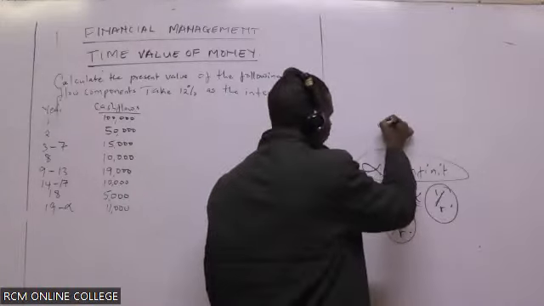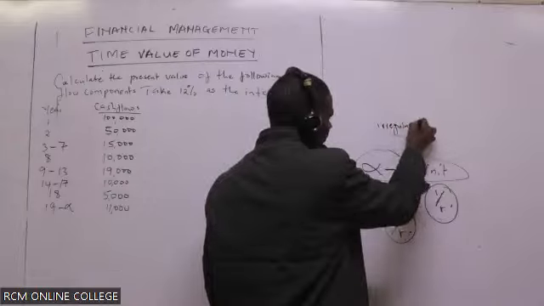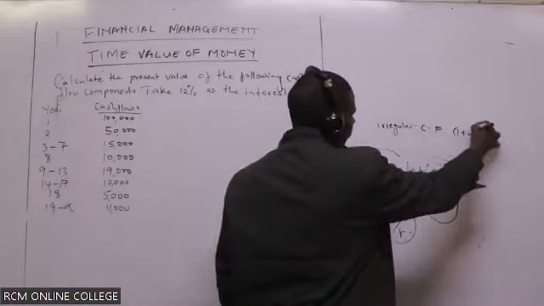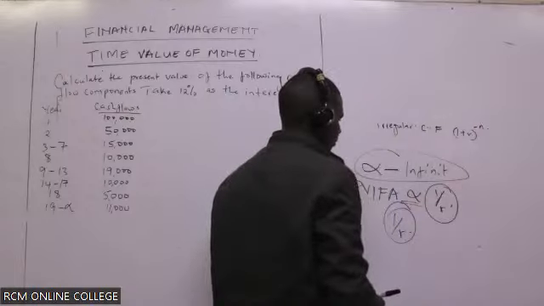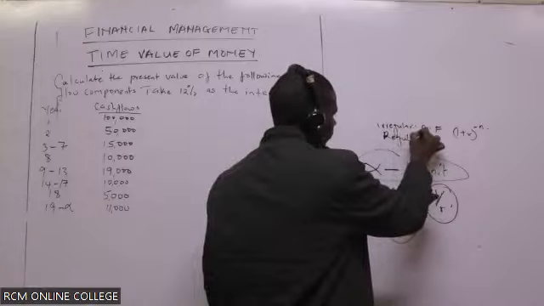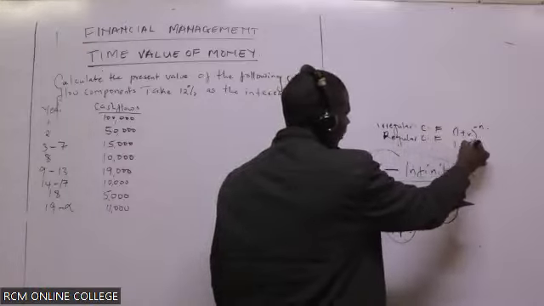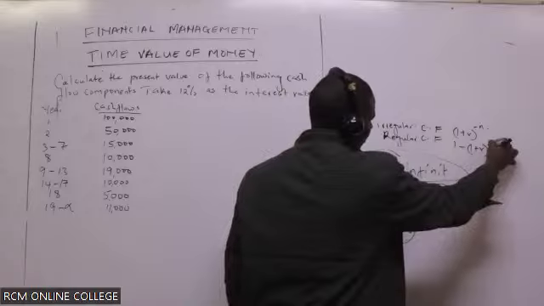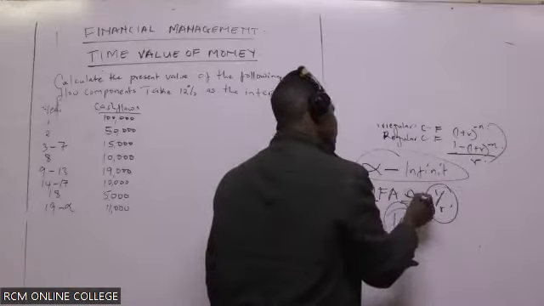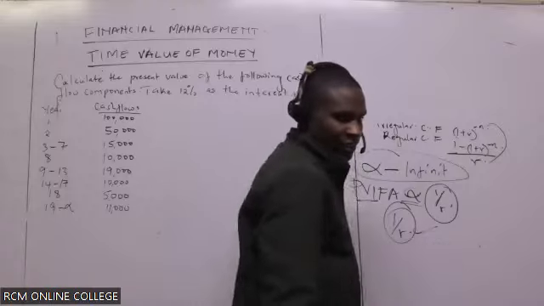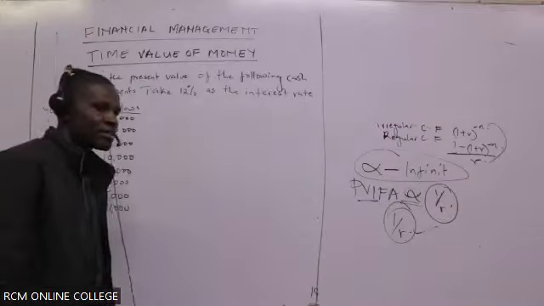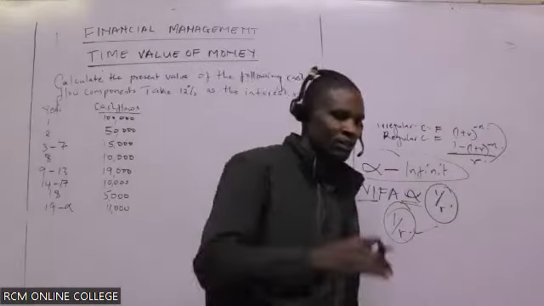For irregular cash flow, we say it is 1 plus R raised to negative n. And for regular cash flow, the formula is 1 minus 1 plus R raised to negative n all divided by R. So for infinity this is 1 over R, just that. So who is in agreement with Naomi? By the way, is it Naomi? I think Naomi, you should still complete that.